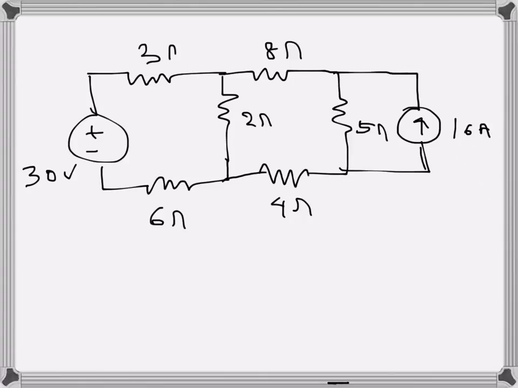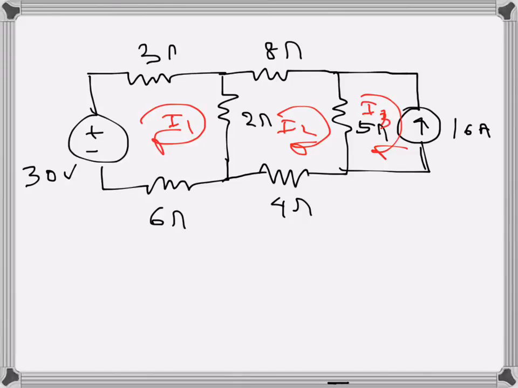I will assign them counterclockwise, as I have done before, but they can be clockwise as well. So I1, I2, I3. Now what I notice here is that I3, since this is a current source, will become minus 16 amps. So that is just the value of I3. I3 is known already.